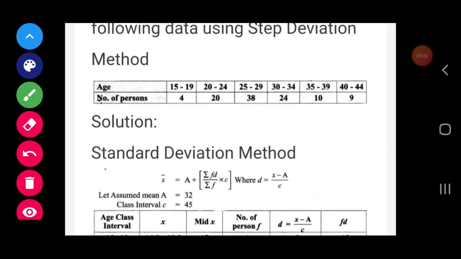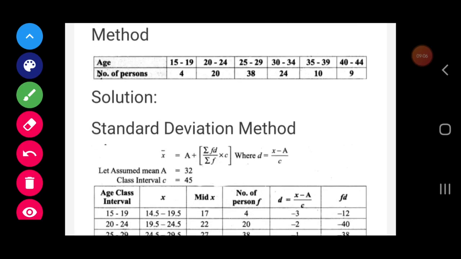So let us see now. They have given the age: 15 to 19, 20 to 24, 25 to 29, 30 to 34, 35 to 39 and 40 to 45. Here it is discontinuous, am I right? Because here the upper value is 19 and the next lower limit is 20. This is discontinuous.